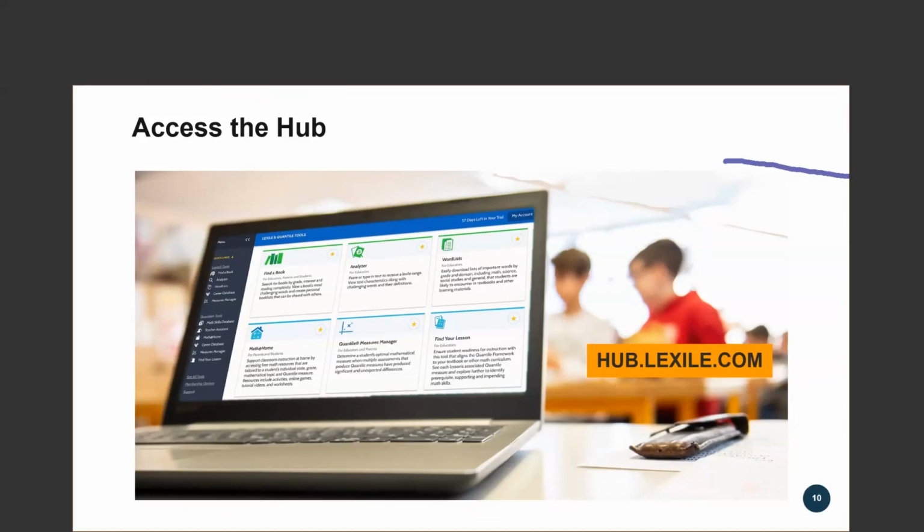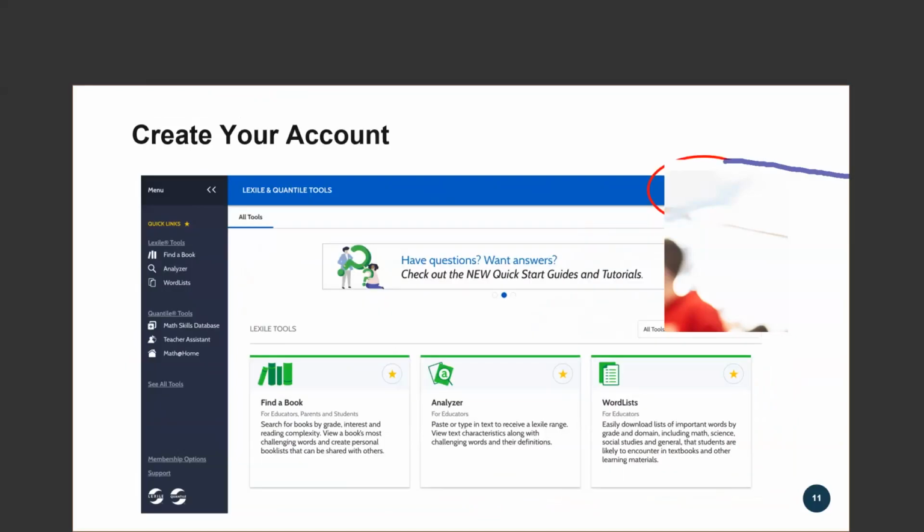So if you have that luxury, go ahead and launch a browser and go to hub.lexile.com. The very first thing that you will need to do when you visit hub.lexile.com is register your account if you have not done so before.